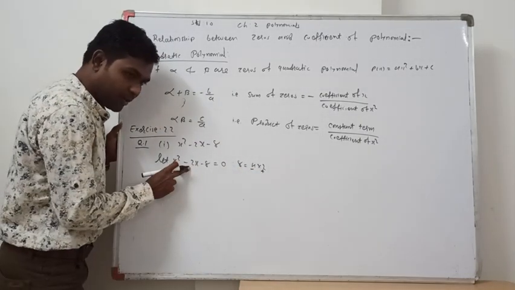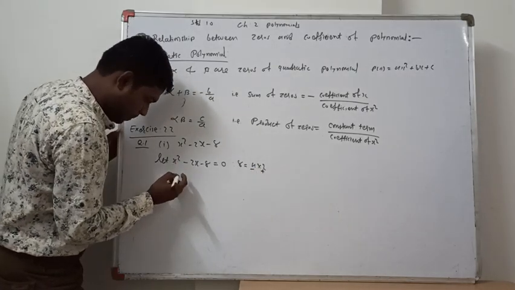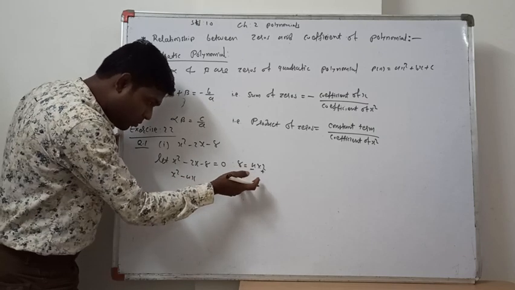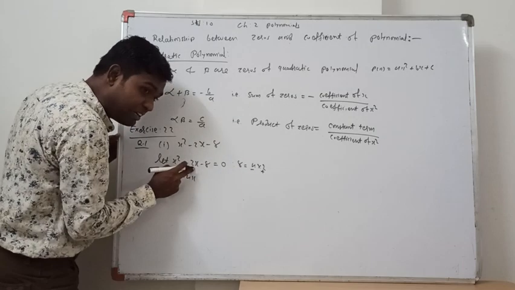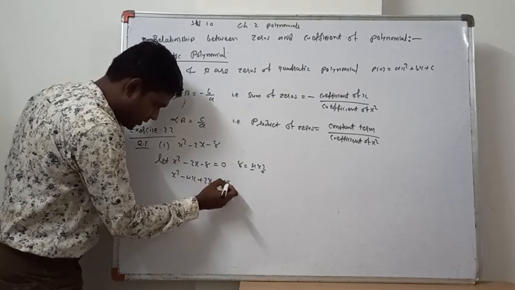Means the middle term should come, right? So minus 4 plus 2 is minus 2, right? Now the factors are x square minus 4x. We can also say it this way: what are we doing to the middle term? We are splitting it. So x square minus 4x plus 2x minus 8 equals 0.